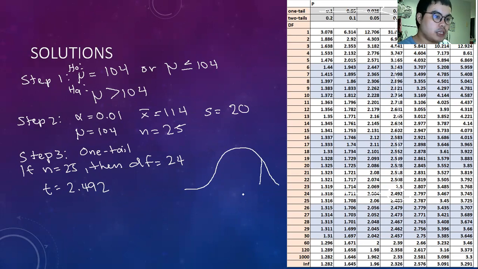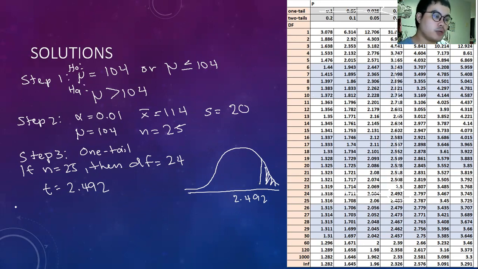Okay, drawing this normal curve, this is one-tailed. So we can write it here, 2.492, then we're going to shade it to the right. This is the visual representation in terms of the regions of the normal curve.